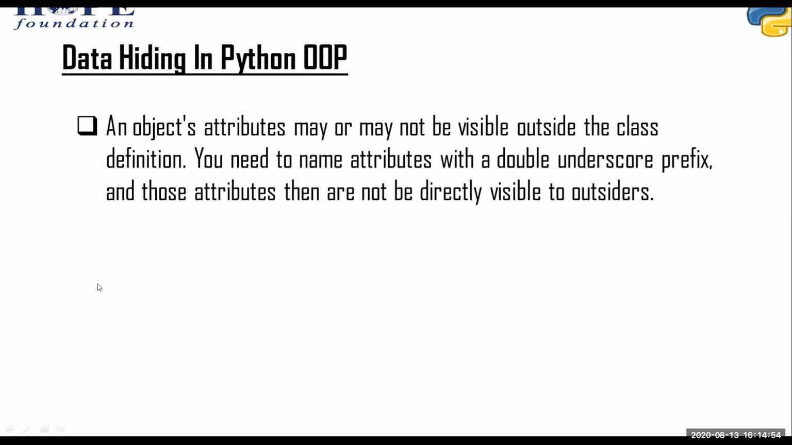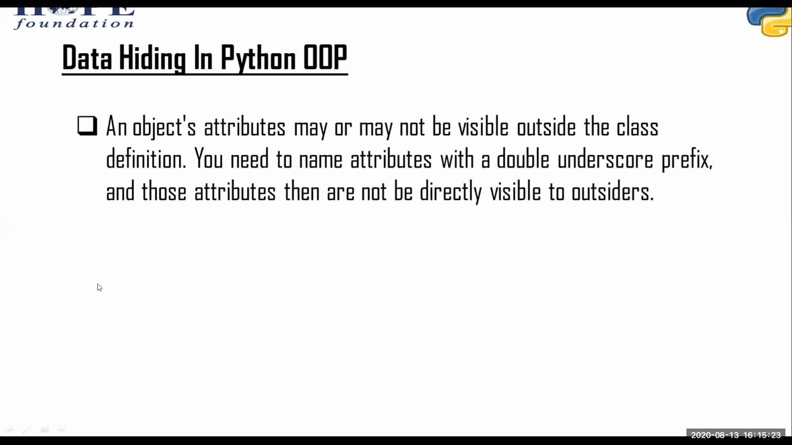Python OOP. What is data hiding? We can hide the data inside our classes. It means you can use your variables inside your class, and you can hide those variables from outside the class. Objects and attributes may or may not be visible outside the class definition.